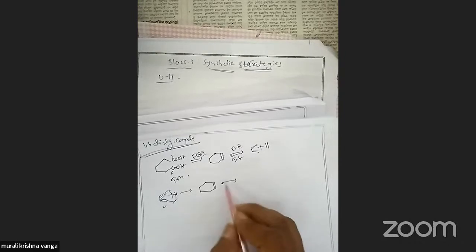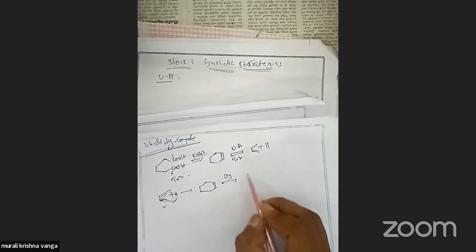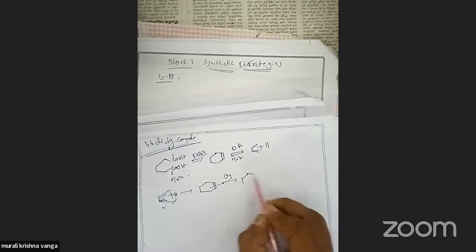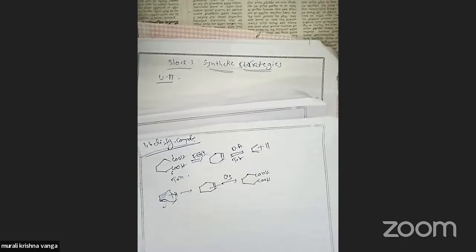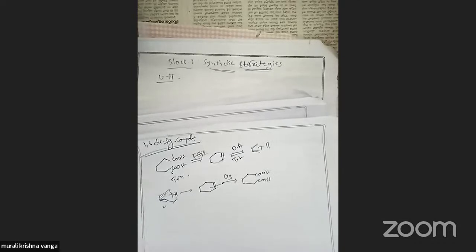When the cyclohexene undergoes ozonolysis, each double bond carbon is converted into a carboxylic acid. So this is a 1,6 difunctional disconnection. Okay, this is today's topic. Next class we are continuing.